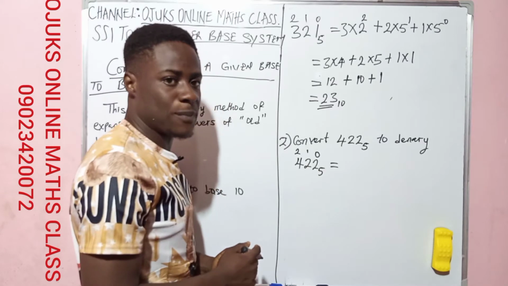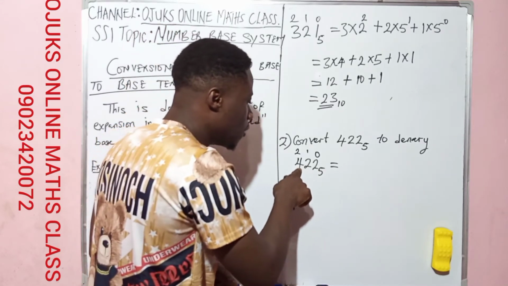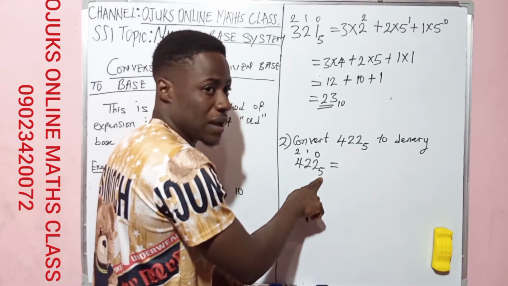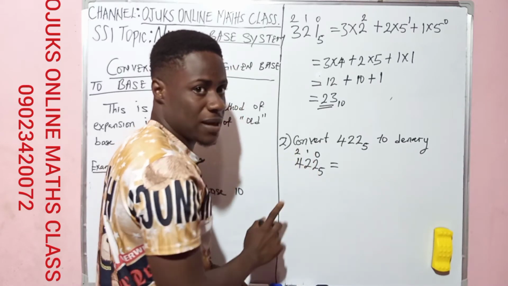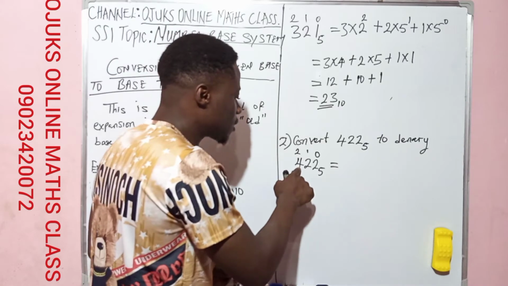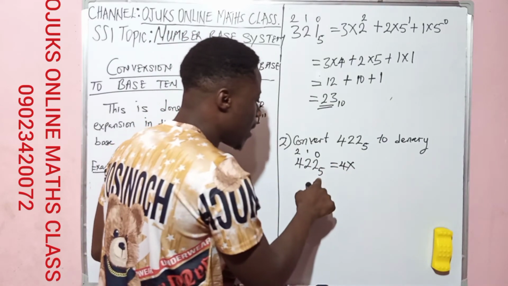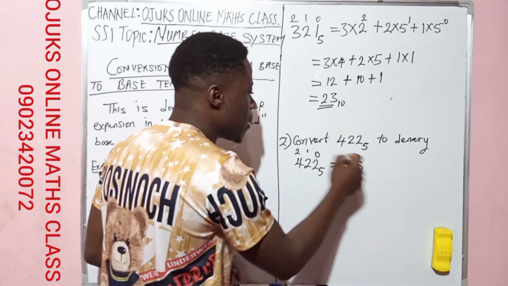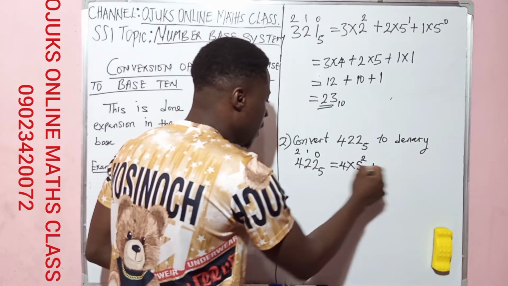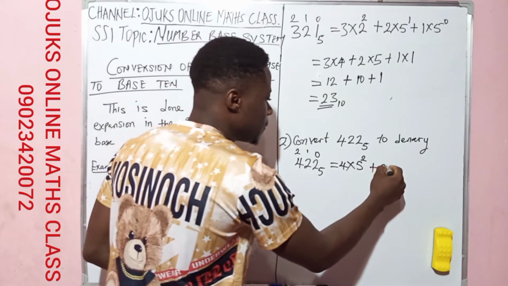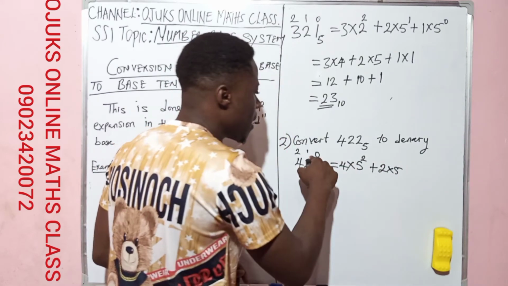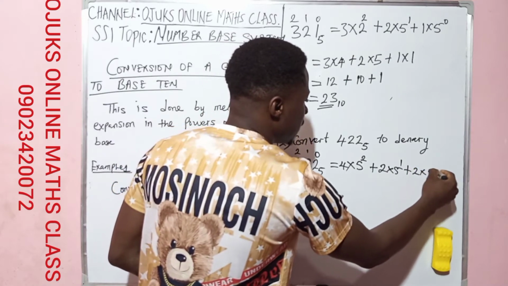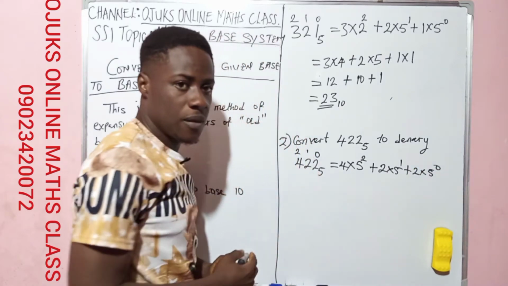Now we'll kick off with our expansion. Remember, the first number multiplies the base, or each of the numbers will multiply the base, then we'll raise it to what? To their respective powers. So first of all, we have 4 times our base, which is 5, raised to the power of 2, plus 2 times 5 raised to the power of 1, plus 2 times 5 raised to the power of 0.